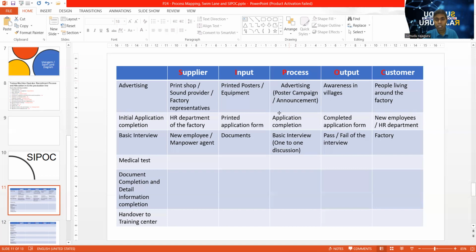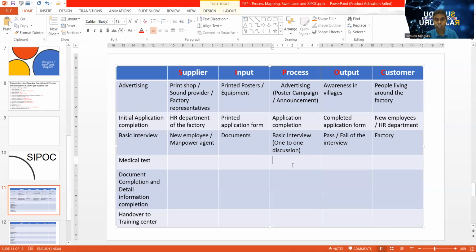When we come to the second step, initial application completion, what is the input? Printed application form. Who is the supplier? HR department of the factory. Then the output is the completed application form, and the customers are the new employee and the HR department. When we move to the next step, basic interview, the input may be the relevant documents, the supplier the new employee, or if not, a manpower agent. The output is pass or fail of the interview. The customer may be the factory, because if it is a pass, the candidate goes to another step, so the factory has to manage that part.